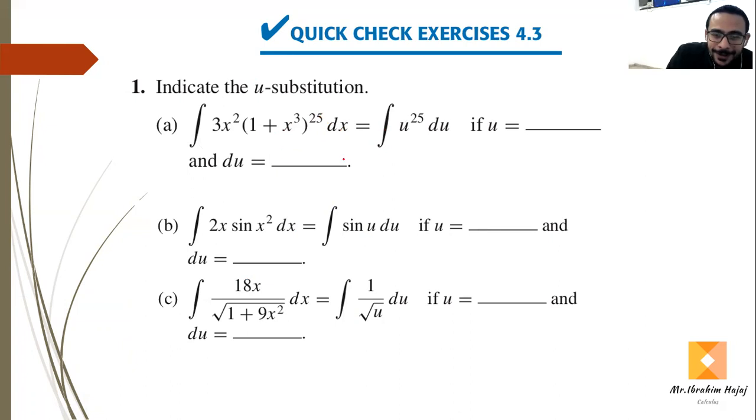This means he substituted u by what? We have 1 plus x cubed to the power of 25, so he replaced u by 1 plus x cubed. And for du, to find the derivative, du equals the derivative of 1, which is 0, plus the derivative of x cubed, which is 3x squared dx. Don't forget. So we can write du as 3x squared dx. This is one kind.